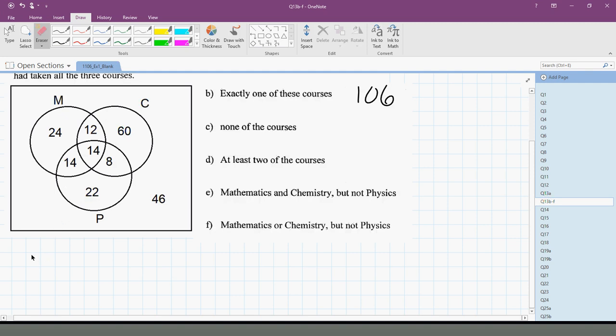Love it. Okay? So it says none of these courses. So who was that again? 46. Yeah, that's the guy in your universe, because none of these guys in the 46 took math, physics, or chemistry.